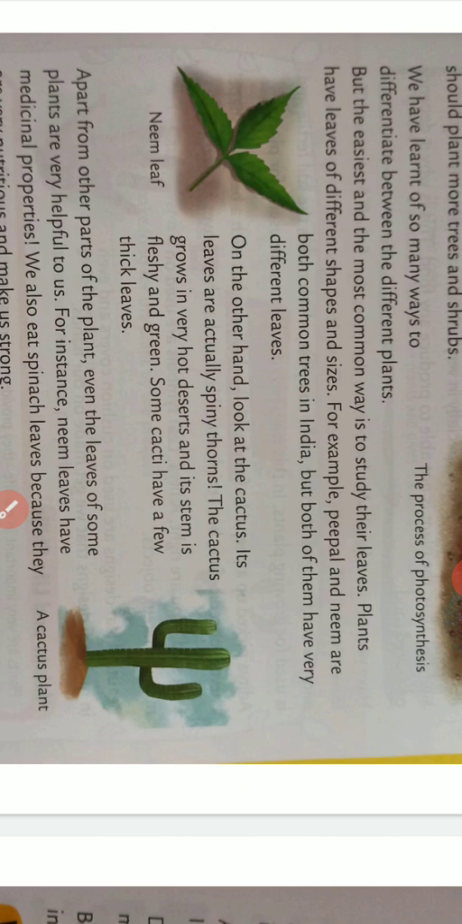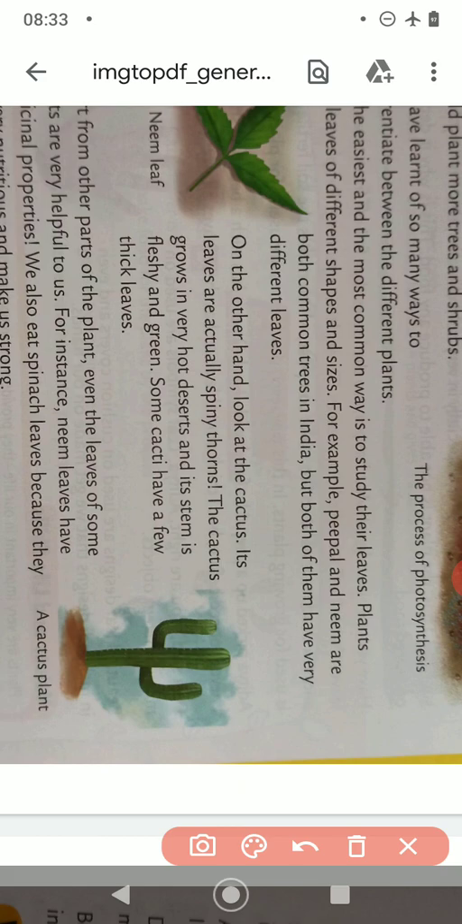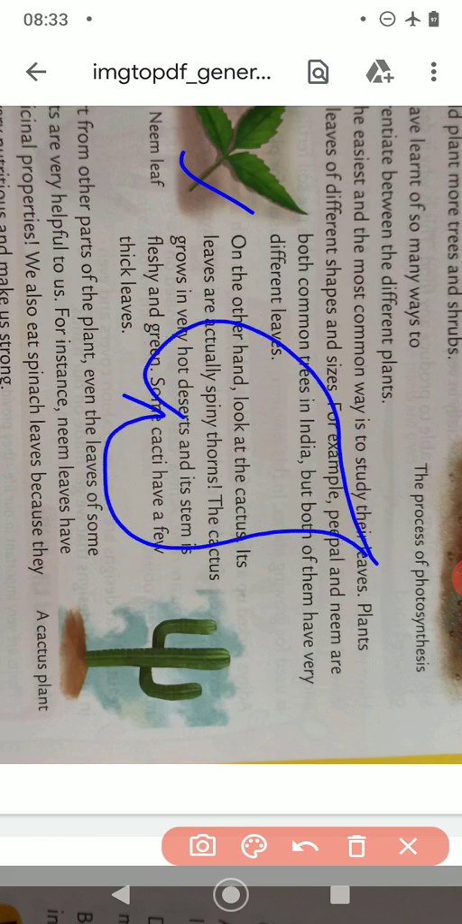Plants have leaves of different shapes and sizes. For example, peepal and neem are both common trees in India, but both of them have very different leaves. On the other hand, you can see here, children, the leaf of the neem. You can see this is the neem tree, and the leaves of the peepal tree are somewhat like this, isn't it? So this is the leaf of the peepal tree, this is the leaf of the neem tree.